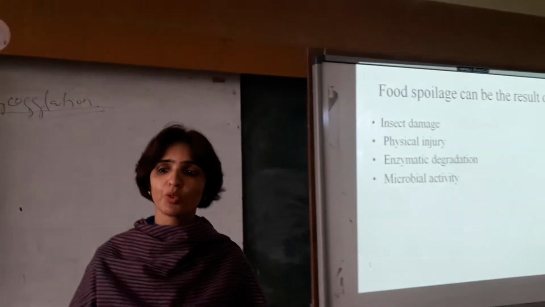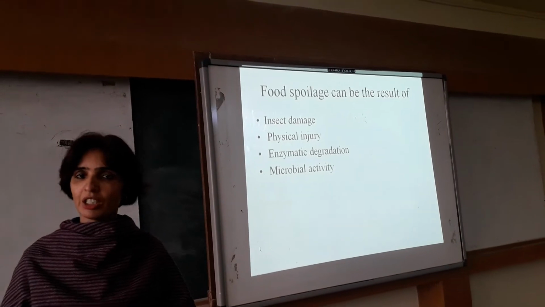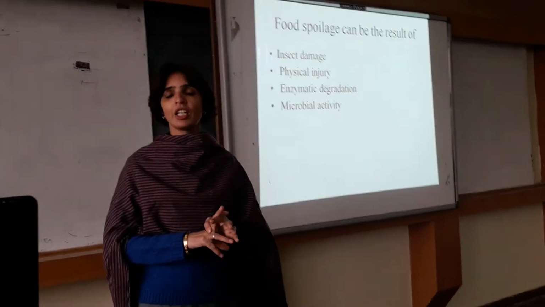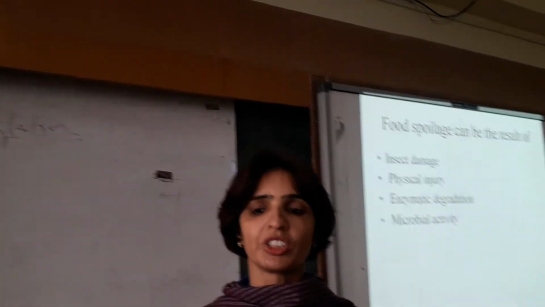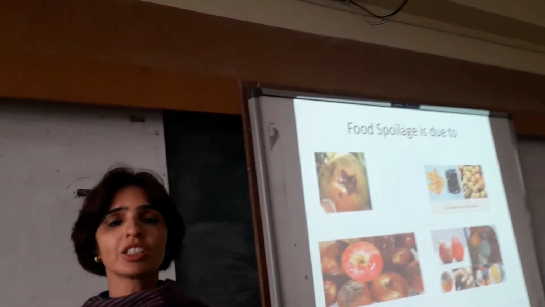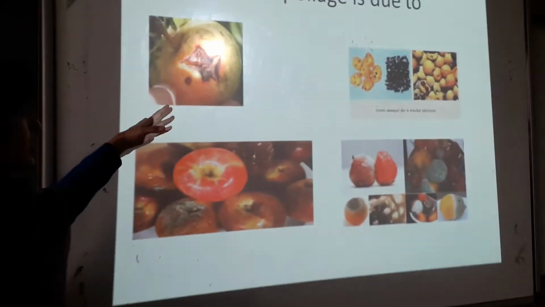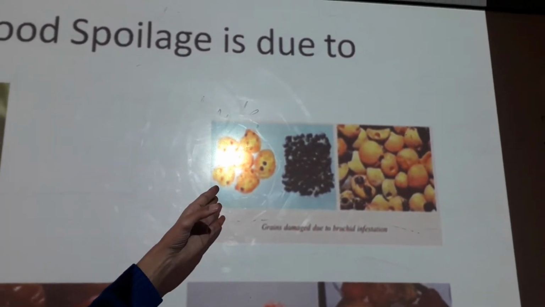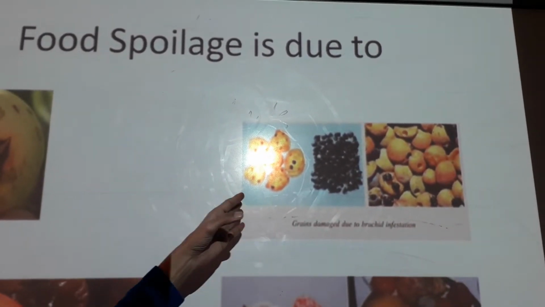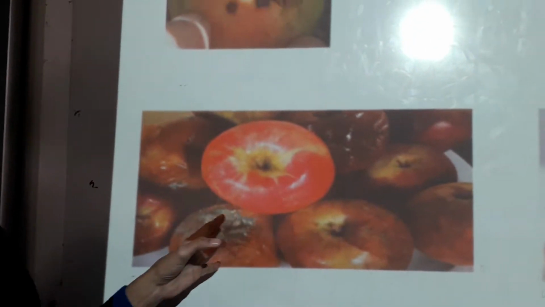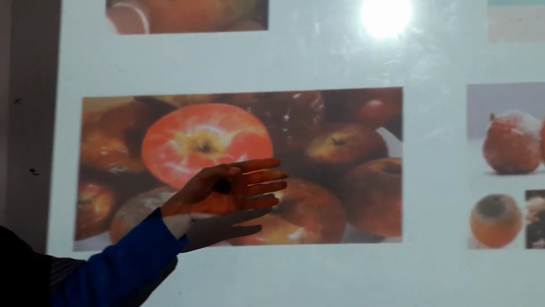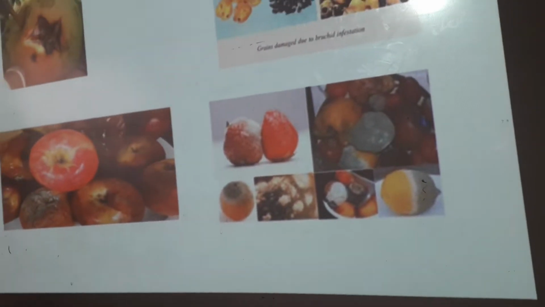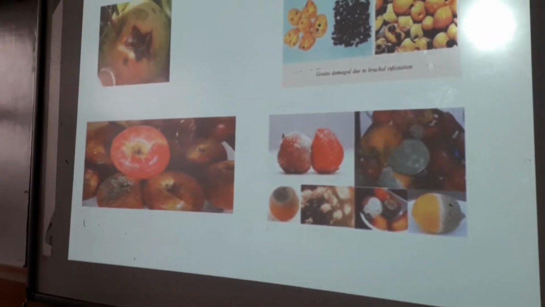When we are dealing with food spoilage, it may be due to an insect, a physical injury, food enzymatic degradation, or a microbial injury. So these are the different parameters. There is physical injury, and there is insect infestation in the particular food stuff. This is the textural change of the food stuff. These are the microbial changes in a food stuff. So these are the different ways by which our food gets spoiled.